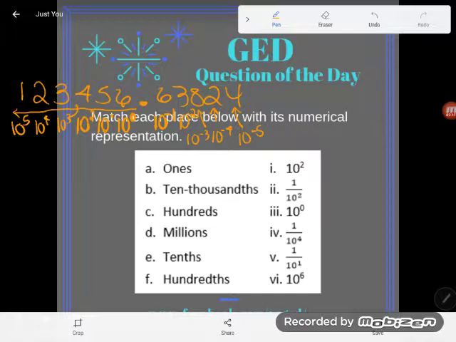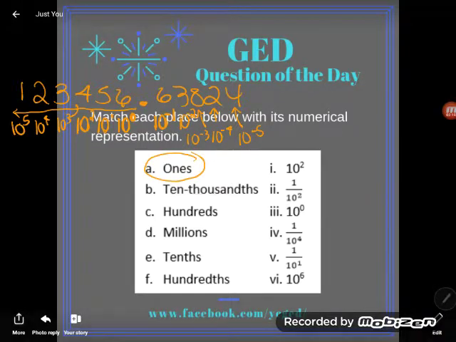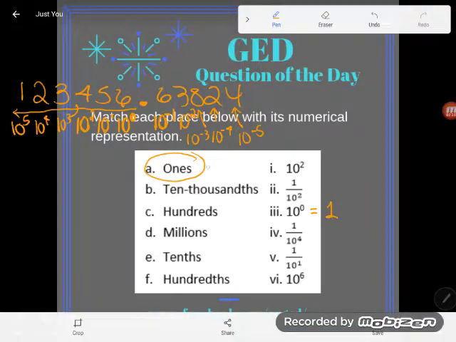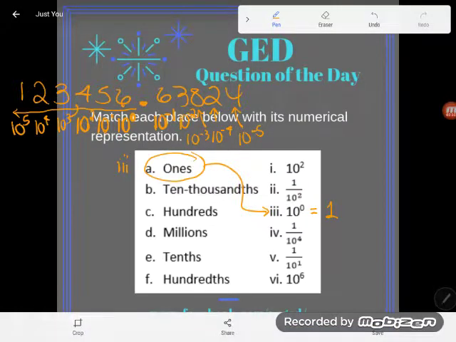Okay, now that we understand that, let's go ahead and work this problem out. The first one I have is the ones place. We already said that anything to the 0 power is 1, and so the ones match up with 10 to the 0th power. So A matches with 3. Easy.